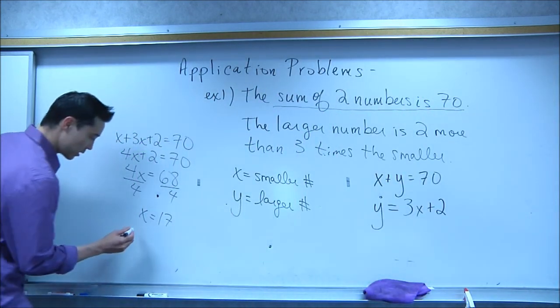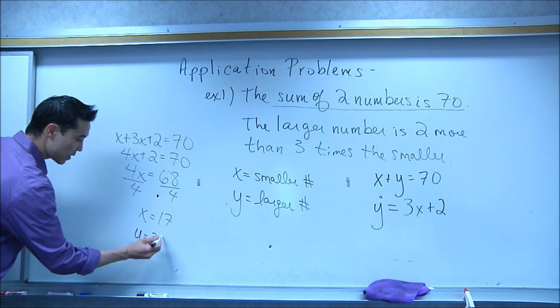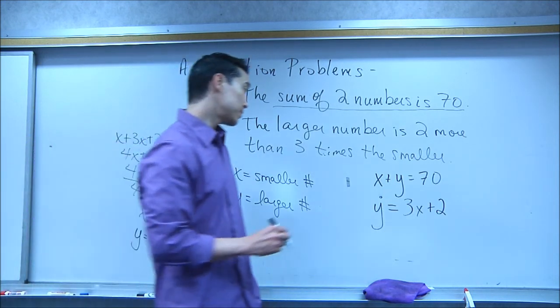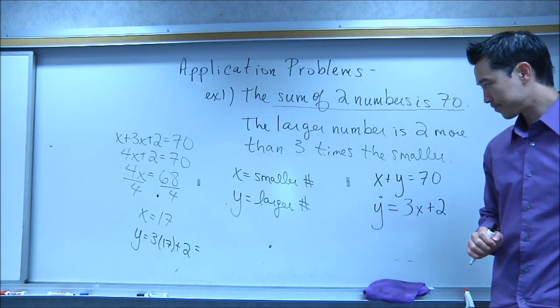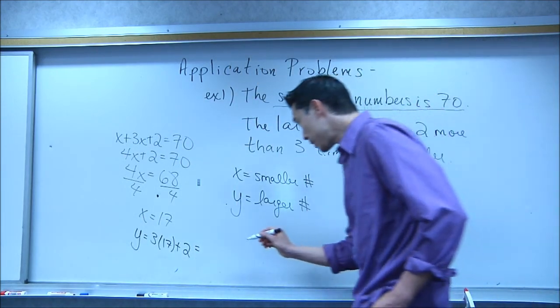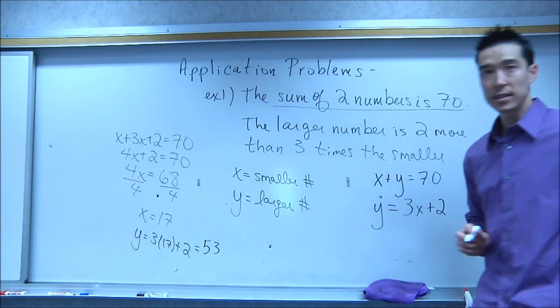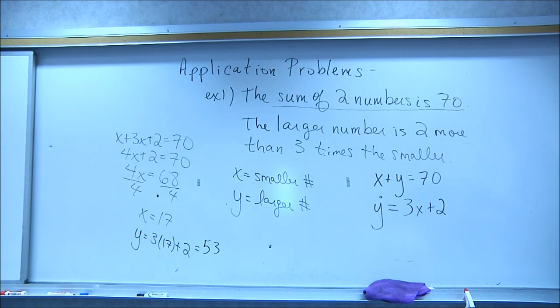Y equals 3 times 17 plus 2. And when you guys do 3 times 17 plus 2, what do you get? What was that? 53. All right. So x equals 17 and y equals 53. So in your homework, you'll have one or two application problems like this. Let me do one more that's a little bit tougher, but it's basically the same format each time. Figure out first equation, figure out the second equation, and then solve it, okay?